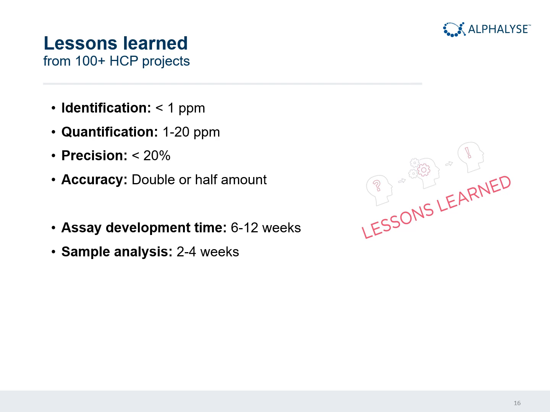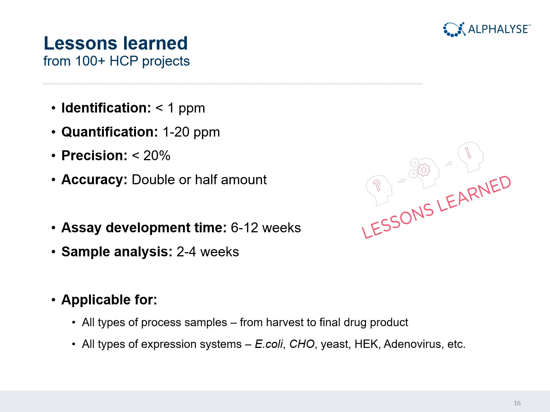The assay we develop from scratch within a few months, typically 6 to 12 weeks. This is something we do on all the projects we run. We don't use data from other projects. We base all the data on samples for each specific project. And the sample analysis, once we have set up the assay, takes between 2 and 4 weeks.